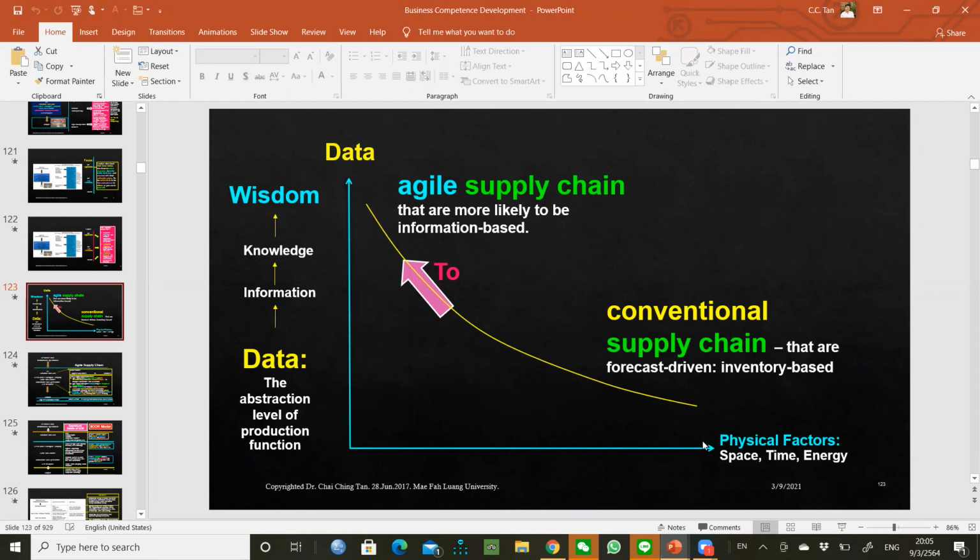From this isoquant, we can see that as we gain experience, learning by experience involving in supply chain management or operations management, we will gradually transform the conventional supply chains, looking into forecastings and inventory, into a more real-time, data-driven, automated type of agile supply chain. And with the instruction, I mean the algorithm, the supply chains become more and more agile.